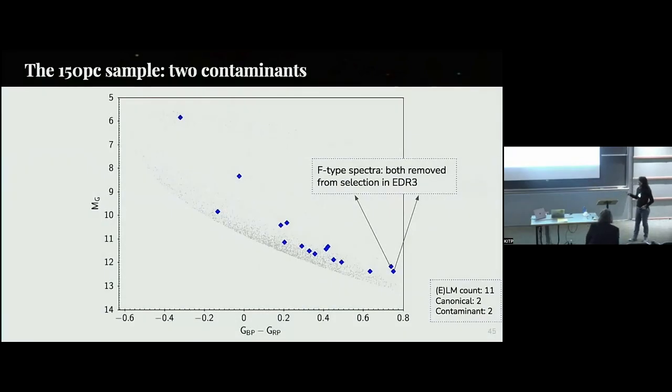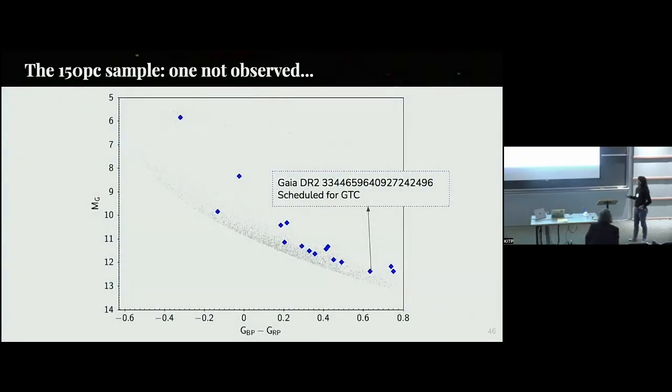And finally, there's 2 right at the edge of the selection that turned out to have F-type spectra. Interestingly, both of them are excluded from the selection in EDR3 and also DR3. So using the new parallaxes does improve the selection. And there's just one that hasn't been observed, but this one is scheduled for GTC, so hopefully the sample will be complete soon.